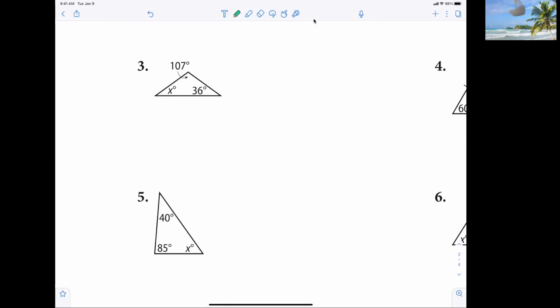Now we're going down to number 3. All right, so Jackson, tell me how to do number 3. How do I find x? Which is? Come on, practice your mental math. We don't need calculators. What is it? 143. Yeah, 143. And then I'm looking for x. So now what do I do? Right, which is what? Yes, good job. 37 degrees.